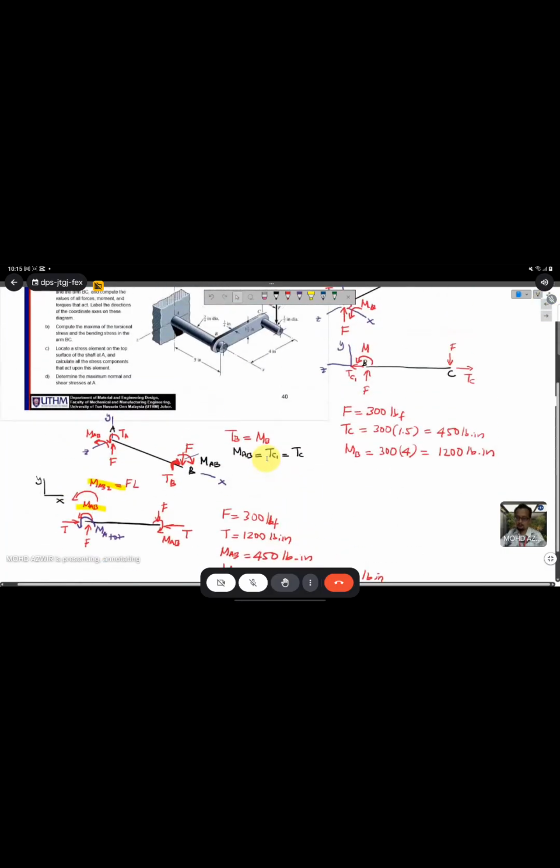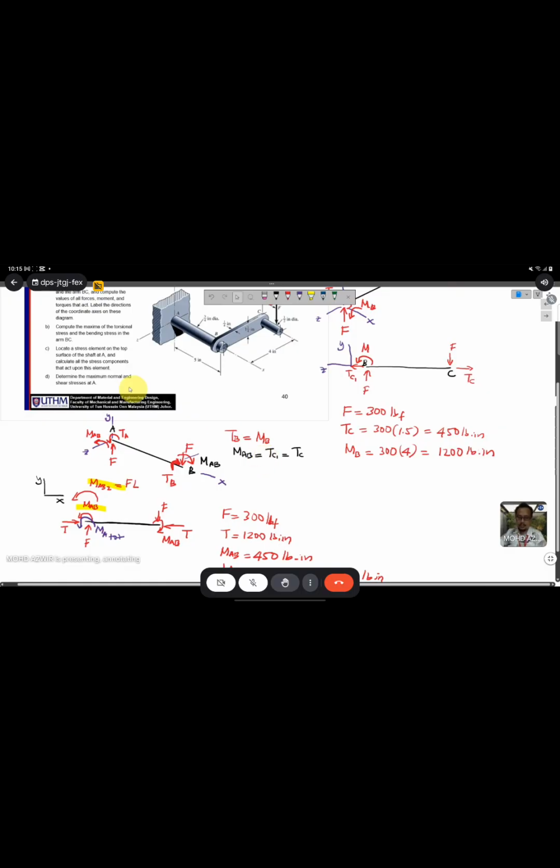Okay, and then for rod AB, we have acting force 300. Then we have bending load 1,000. Torsion is 1,200 and bending load 450. And then at the end here we have 300. The torsion is 1,200 and the total bending is 1950. Total bending 1950. So we get the same answer.